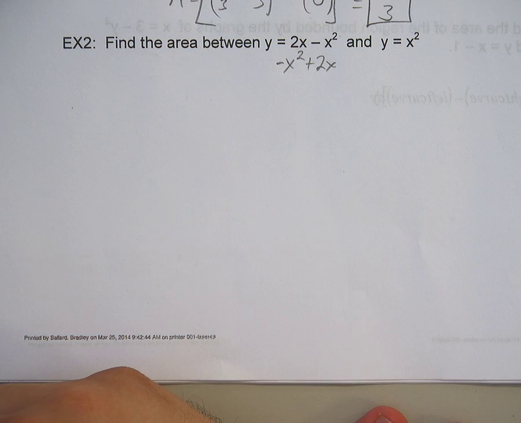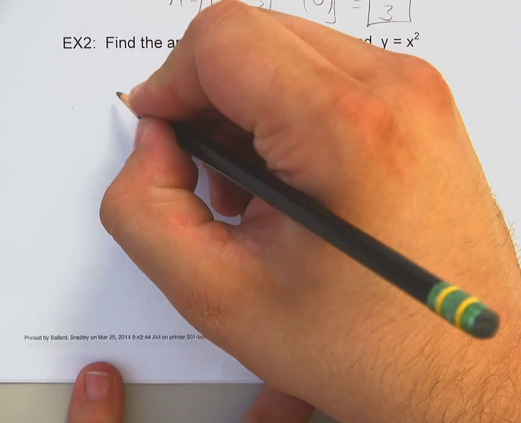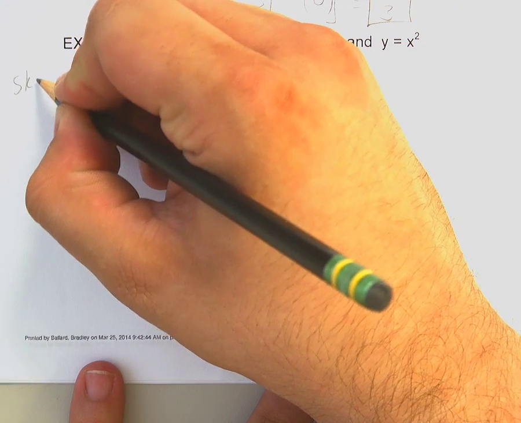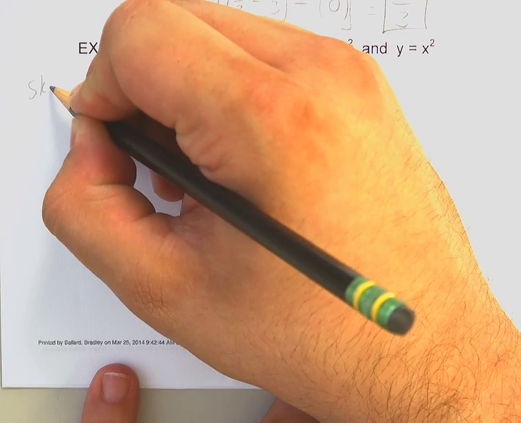And y equals x squared. All right, so that's y equals x squared. Okay, now there's a couple of ways that I could do this. I'm going to sketch a graph over here. Let me see if you can see this.